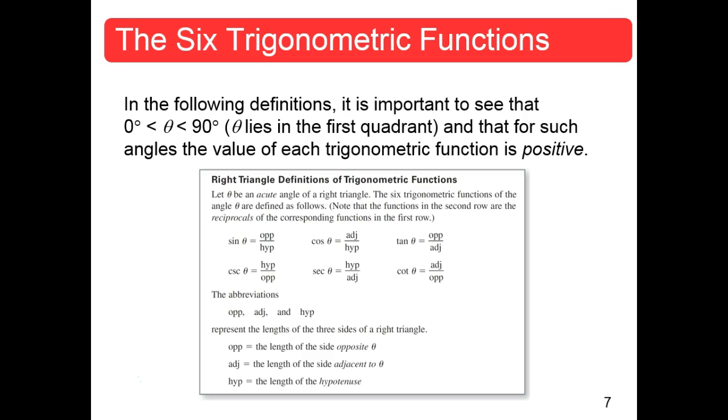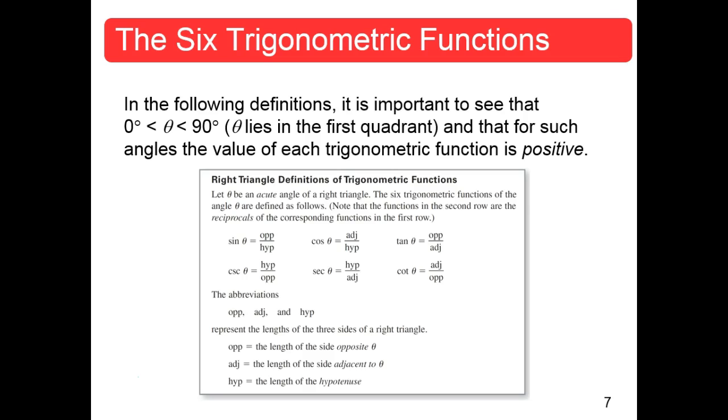Now, remember what I said about the relative sizes? Sine and cosine are always between -1 and 1. In the first quadrant, they're always between 0 and 1. The reason is the hypotenuse is always longer than the adjacent. At 0 degrees, this is 1. At 90 degrees, this is 0. And the reciprocals, because the hypotenuse is always greater than the opposite or adjacent, are always greater than 1.